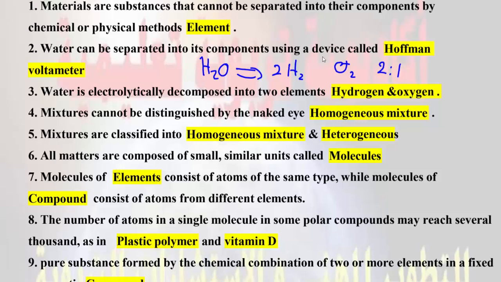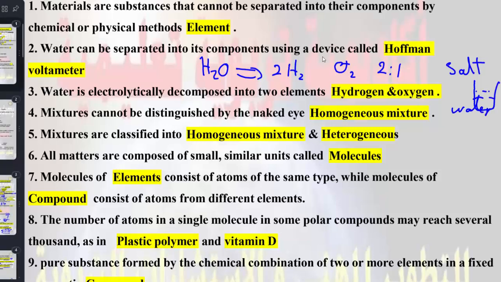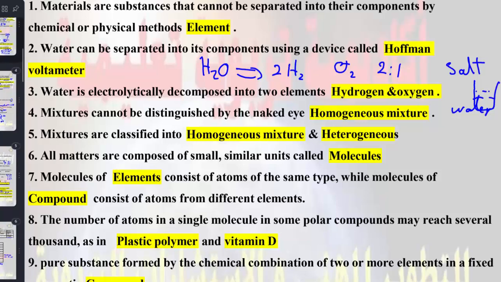Mixtures that cannot be distinguished by the naked eye we call homogeneous mixtures. Let's understand it in detail. If we mix salt and water, salt is the solute and water is the solvent.